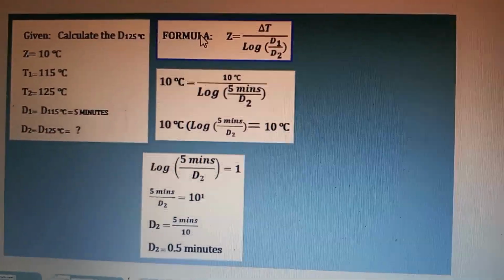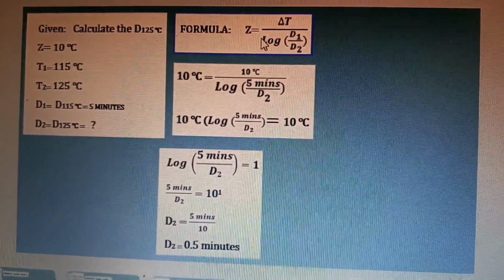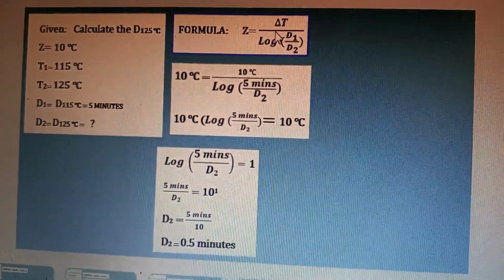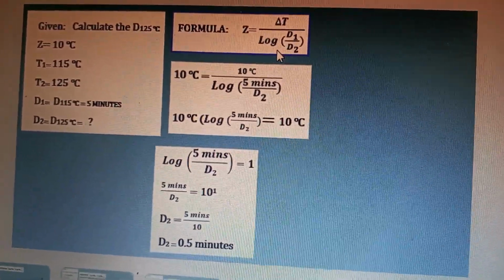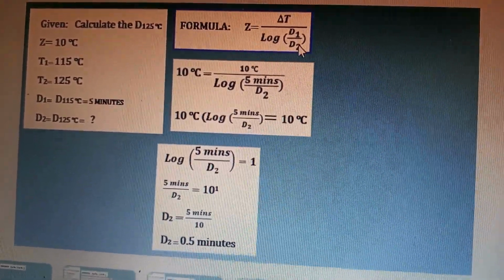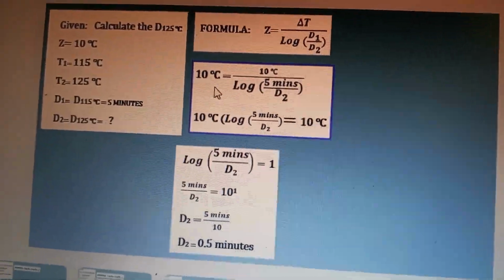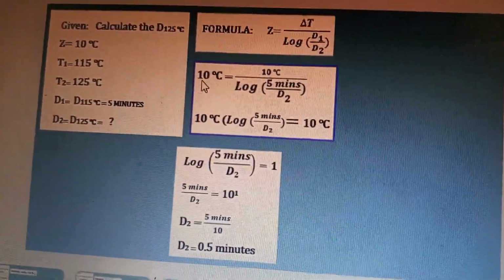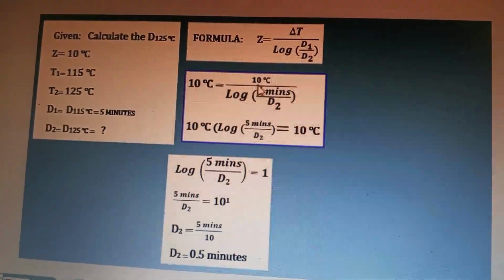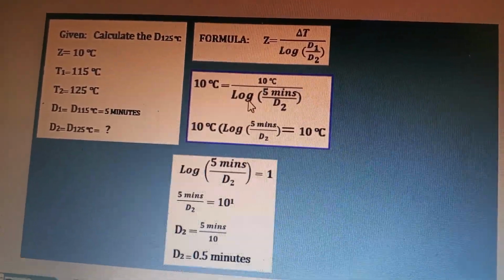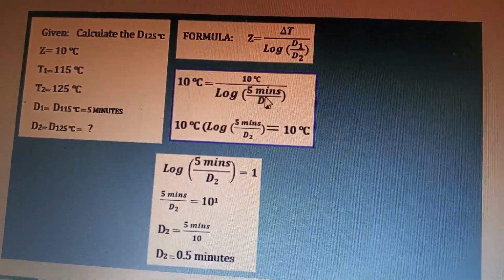So to calculate the D125 degrees Celsius, use this formula, which is Z is equal to the change of temperature over log of D value 1 over D value 2. So the Z, which is 10 degrees Celsius, is equal to the change of temperature, which is 10 degrees Celsius, over log of 5 minutes over D2.